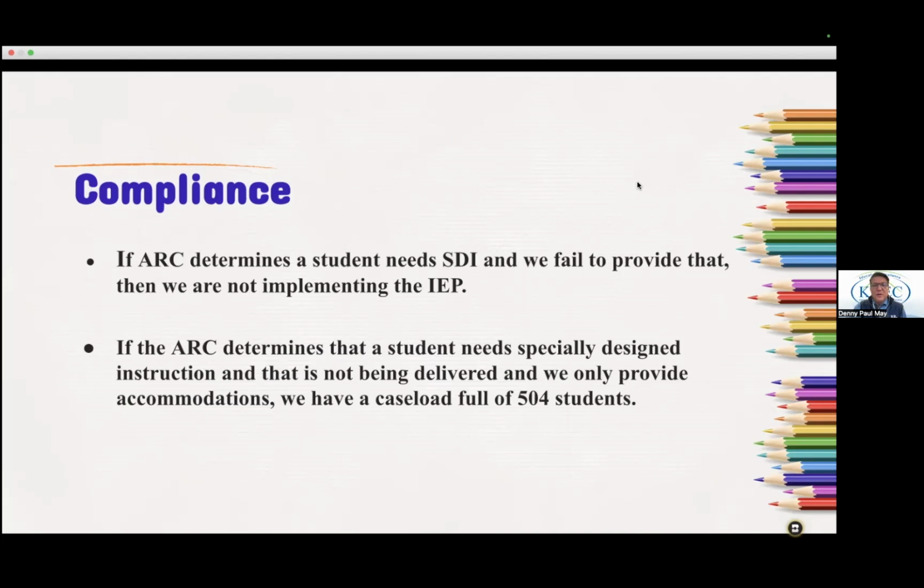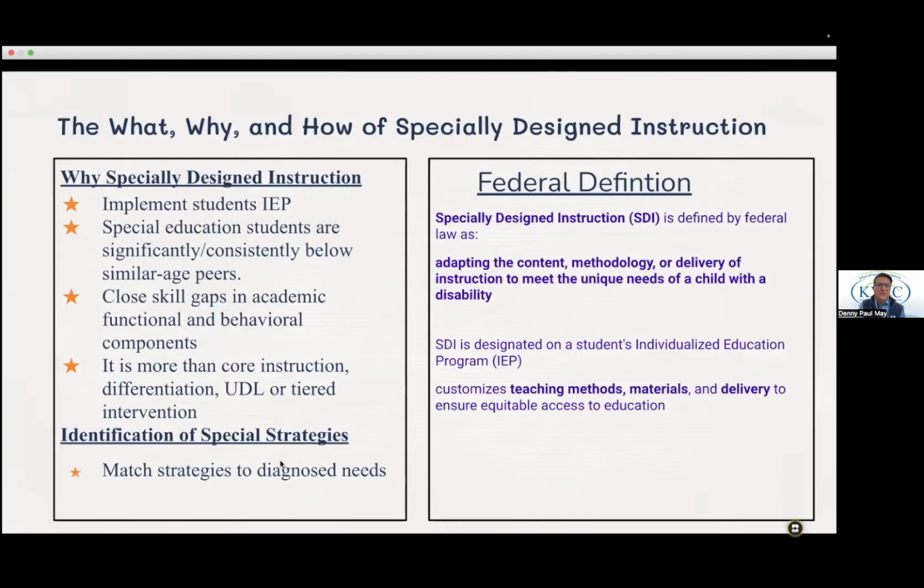If the ARC determines that a student needs specially designed instruction and that is not being delivered and we only provide accommodations, we have a caseload full of 504 students. If students are making progress and doing just fine without specially designed instruction, then they probably don't need an IEP. But our point is we need to be thinking about what specially designed instruction is. We need to know how to break it down. So we're going to look at that just a little bit.